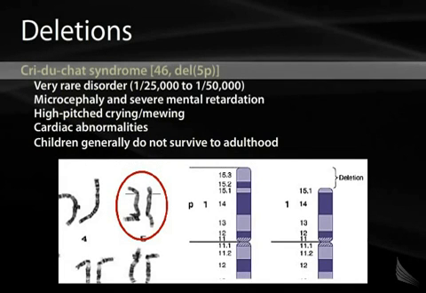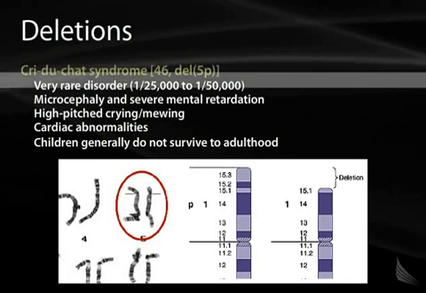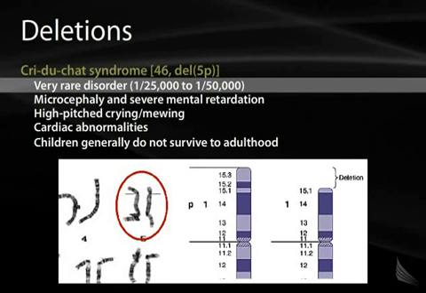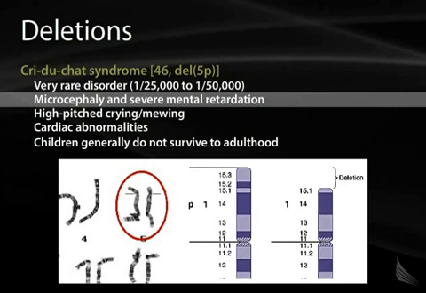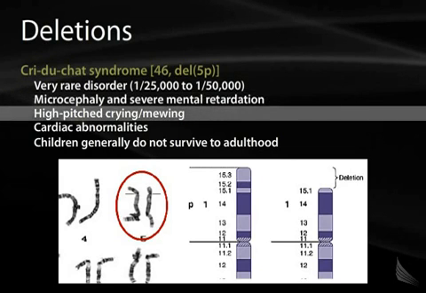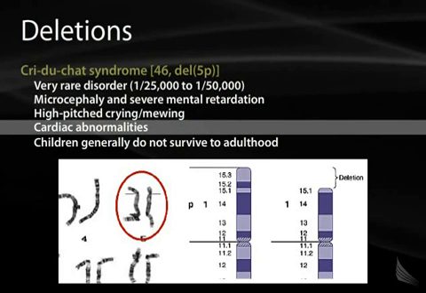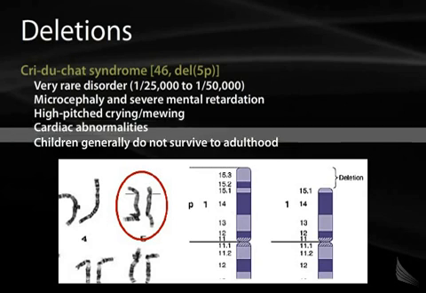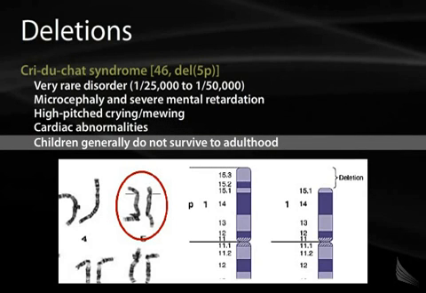So let's take a look at Cri-du-Chat syndrome. Again, this is a deletion in the 5P arm. It's a very rare disorder, from 1 out of 25,000 to 1 out of 50,000 people, characterized by microcephaly and severe mental retardation. Also characterized by a high-pitched crying or mewing, which is where the name comes from. This is French for cry of the cat, so Cri-du-Chat. Cardiac abnormalities are common in these kids, and the children generally do not survive to adulthood.